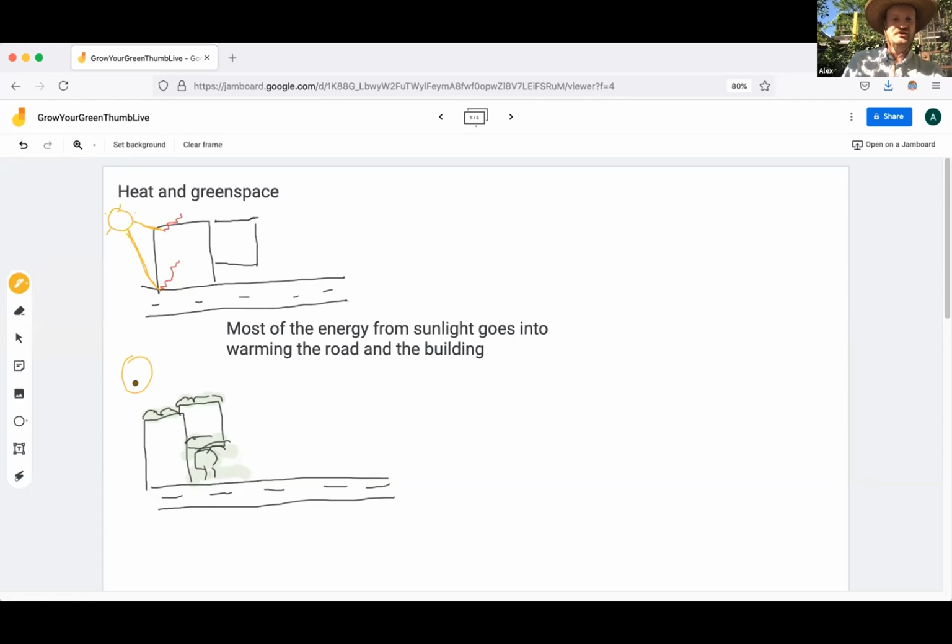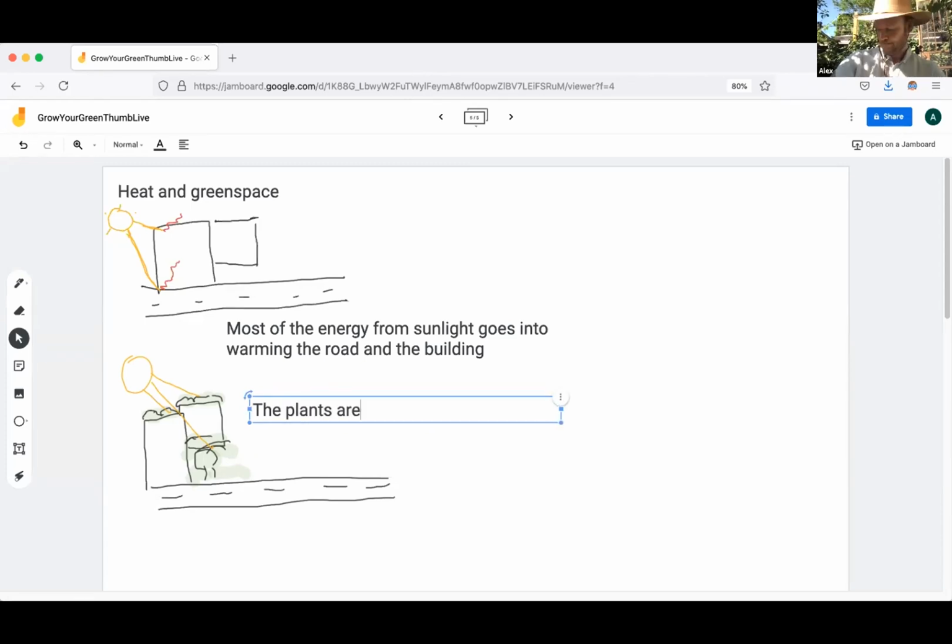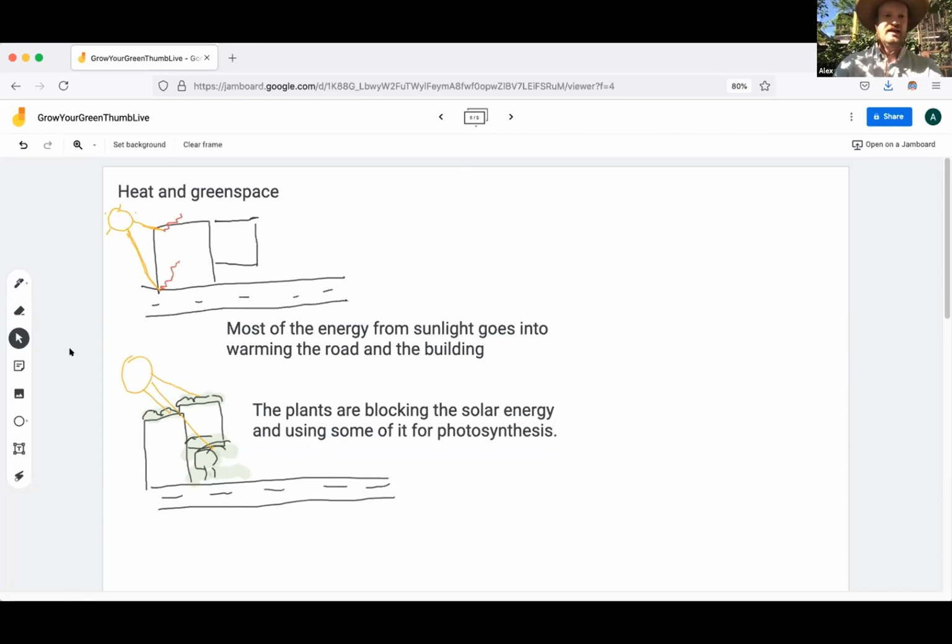And so now the rays from the sun are striking the plants, striking the green roof here, striking this wildlife in the backyard. And as a result of this, the plants are blocking the solar energy and using some of it for photosynthesis. And as a result of this, we get a number of benefits.